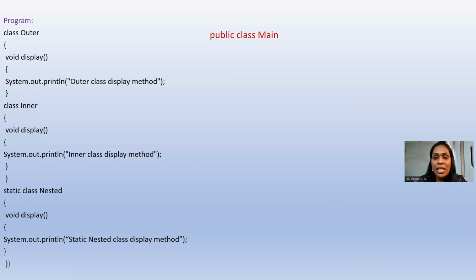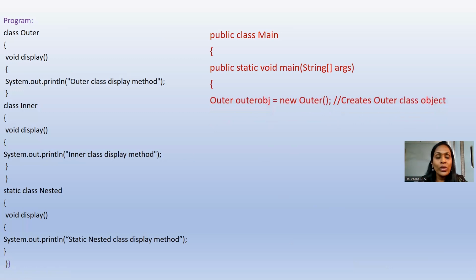Now we are creating one class named main, which contains public static void main. We will try to create the objects of this outer, inner, and nested classes, and then we'll demonstrate it. So how will you create the object of an inner class? For creating an object of an inner class, it is a must that you create an object of the outer class.